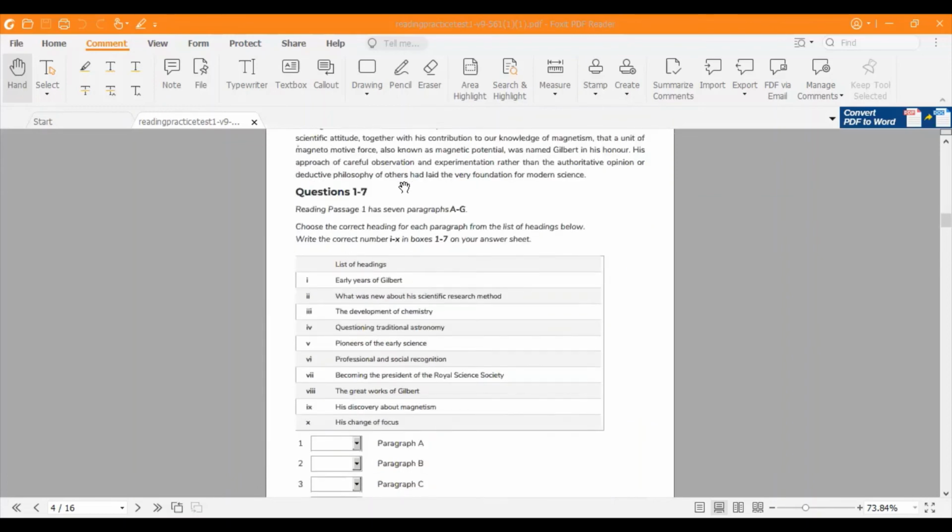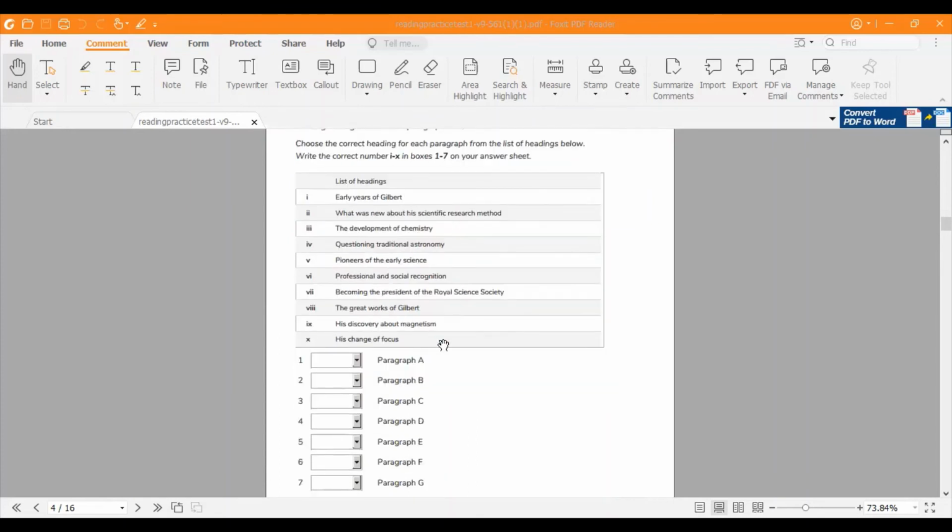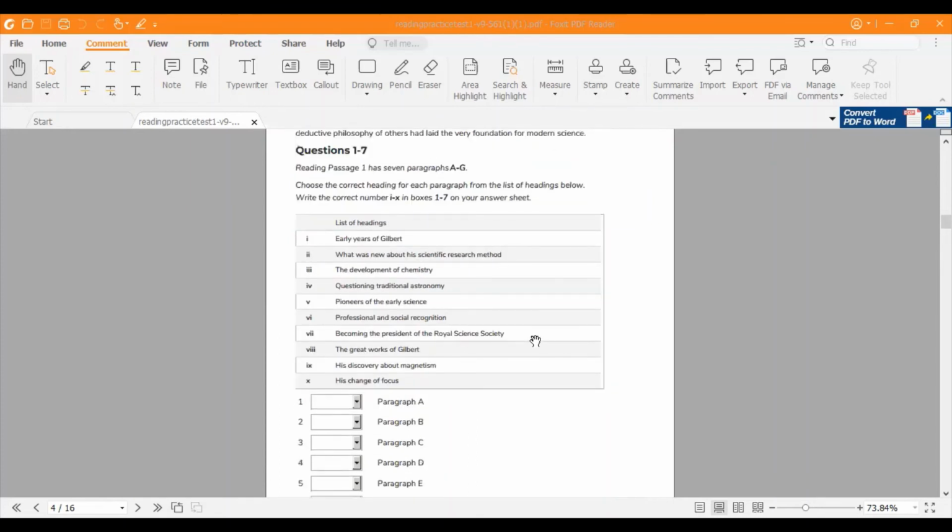So now you need to read the headings. First of all, you need just to read the instructions, 1 up to 7. Reading passage 1 has 7 paragraphs A to G. Choose the correct heading for each paragraph from the list of the headings below. Write the correct number 1 up to 10 in boxes 1 up to 7 in your answer sheet.